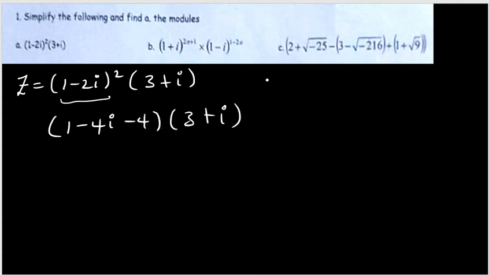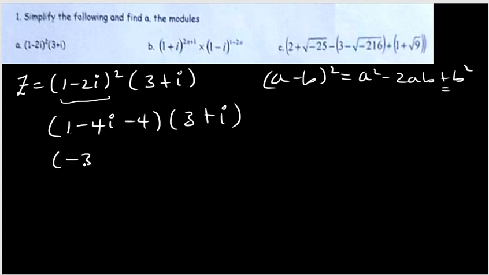How come? Remember, (a minus b) the whole square form: it will be a square minus 2ab plus b square. But here, instead of plus, I made minus because the i square will be negative. So when you simplify, 1 minus 4 will be negative 3, minus 4i, times (3 plus i) remains. Still we can expand and simplify.